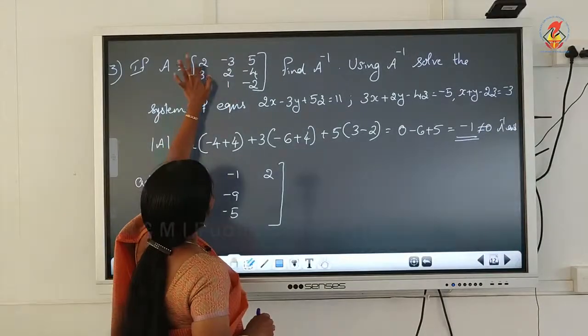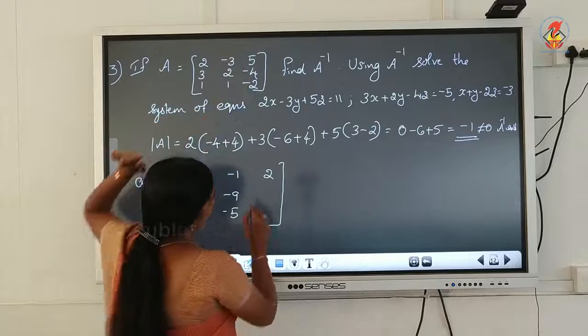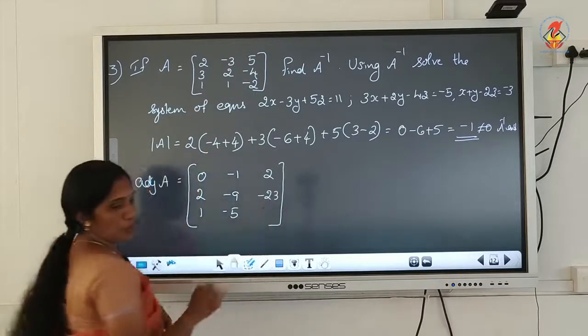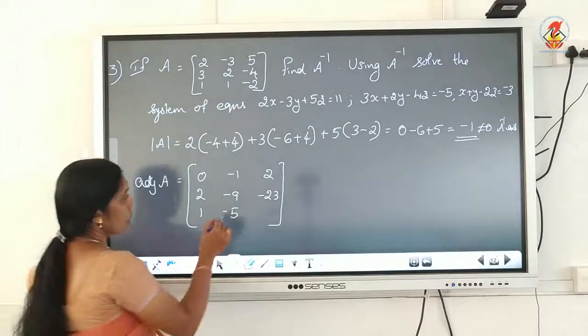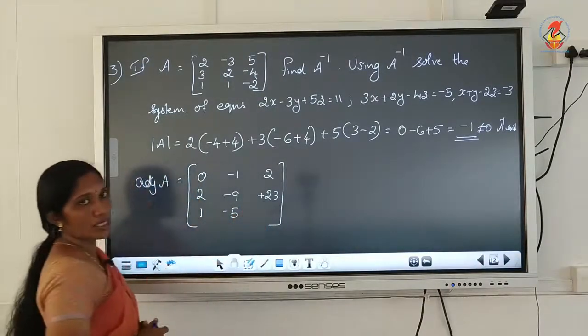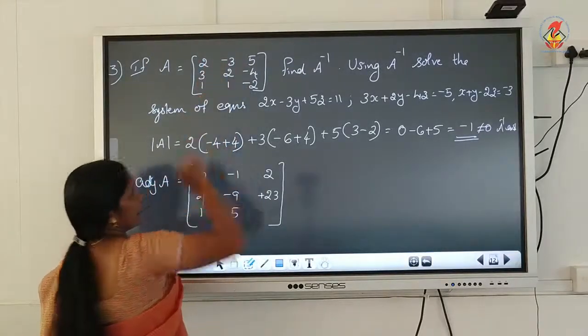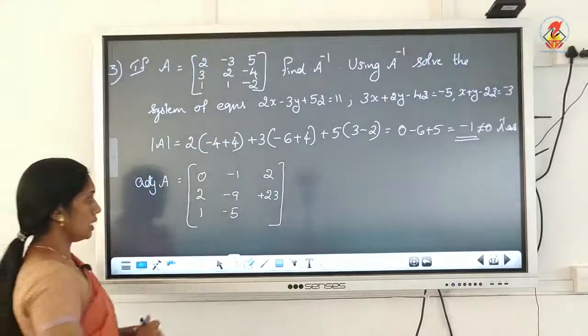For this one, minus 8 minus 15. 15 and 8 is 23. Minus 23, and you have to change the sign, so it is positive 23. The last element 4 plus 9, 4 plus 9 is equal to 13.